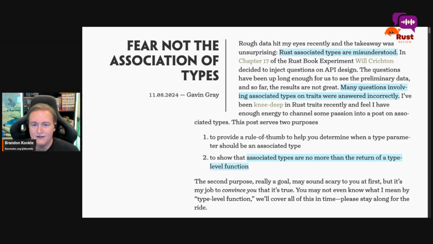So Gavin's article was prompted because of his assertion that Rust associated types are misunderstood. And he backs that up by talking about a recent, let's see, Rust book experience from Will Crichton, and he talks about questions that were posted about associated types, and many of the questions involving associated types on traits were answered incorrectly.